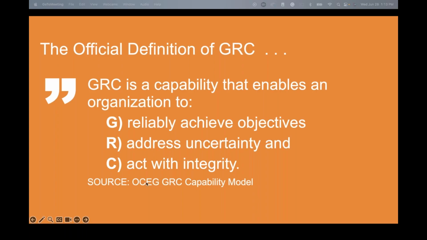Then we have to address uncertainty, which is risk. The ISO 31000 International Standard on Risk Management defines risk as the effect of uncertainty on objectives. So there's a relationship between the R and the G. And act with integrity, that's the compliance, where we not only act with integrity to the laws and regulation, but to the values, the ethics, the ESG statements and commitments of the organization. All this is absolutely critical. So GRC is a capability that enables an organization to reliably achieve objectives, address uncertainty, and act with integrity.